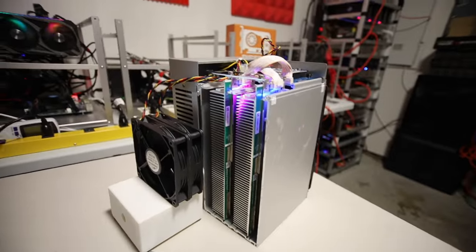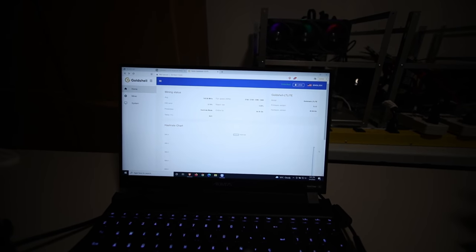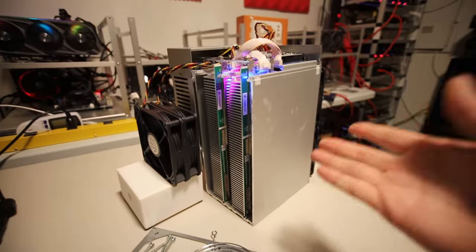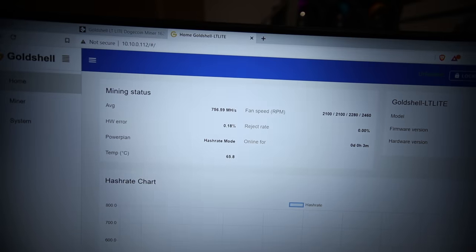So Goldshell, I got in touch with them. The tech support person wanted to remote into my laptop so that they could communicate with the Goldshell LT Lite, right? As it is wired in by network, it gets an IP address. And so ultimately, here we are, we're connected to it right now.